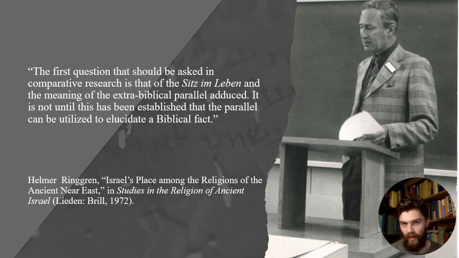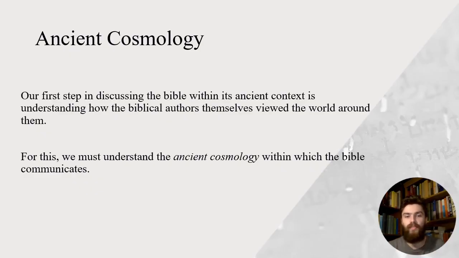So the best place to start is with the understanding of cosmology. Our first step in discussing the Bible within its ancient context is understanding how the authors themselves view the world around them. For this, we have to understand ancient cosmology. Cosmology simply comes from the two Greek words cosmos and logos. Cosmos, universal world, logos, knowledge or word. It simply refers to a culture's understanding of the universe or the world around them. And we need to understand this cosmology because the Bible will be communicating in this language to us.